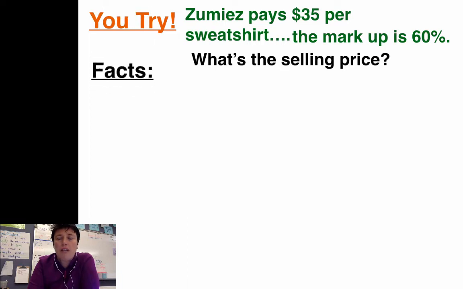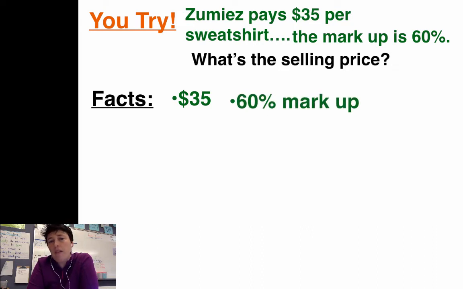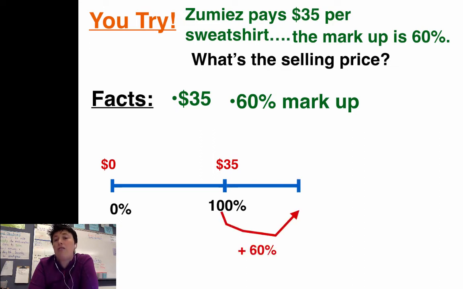So double number line needs the facts. So the facts are it costs $35. There's a 60% markup. Our number line is going to go from 0 to 100, which is $0 to $35. You're not paying $35. You're getting a markup, an extension of an extra 60%. That's a big markup, Zoomies. I totally made this up, by the way. I don't know what Zoomies marks up their sweatshirts, just to clarify.